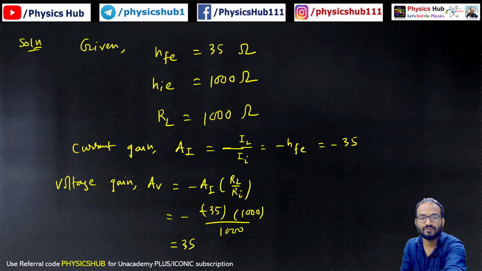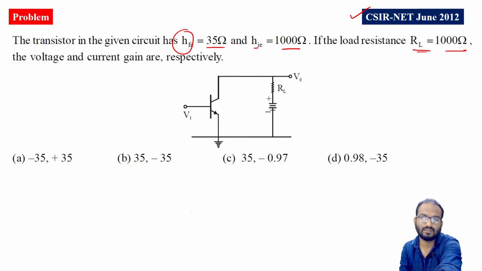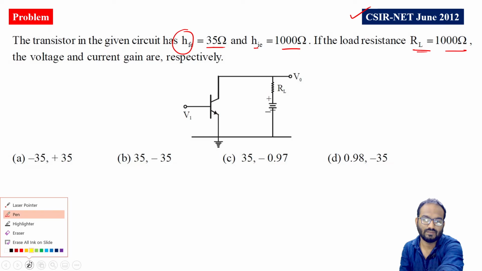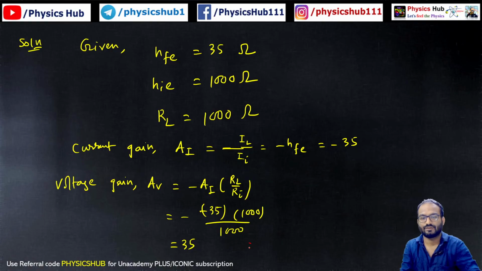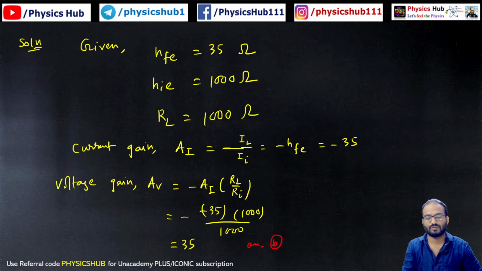If you look at the options, you have been asked first voltage and then current. So plus 35, minus 35. So option B is found to be correct for this question. Option B is the correct option. I hope you have understood this question very well. If you have not understood any part, you can let me know in the comment section.